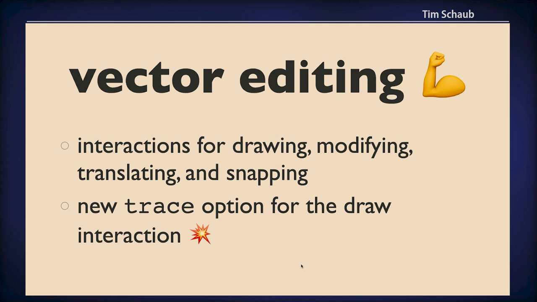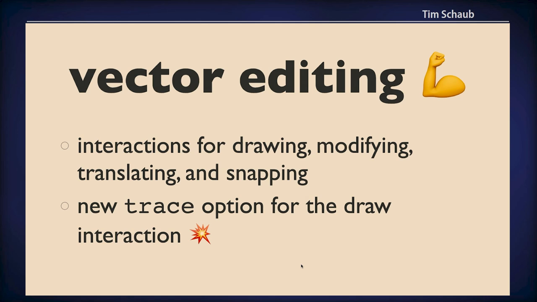All right, and I can't resist showing vector editing. I think every year since I've started showing presentations on OpenLayers, I've focused on vector editing. I believe this is a real strong point in the library. We have interactions for drawing new features, for modifying existing features, and then the snap interaction lets you retain topology when you're editing features, let's say polygons that are adjacent to one another.